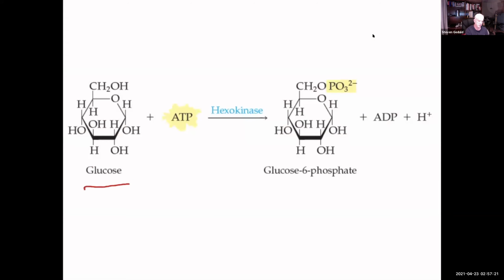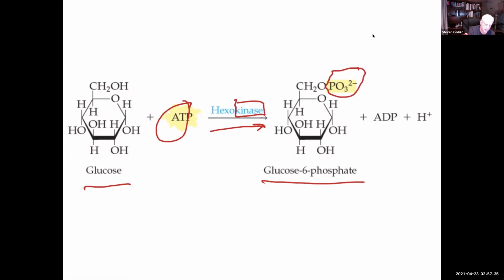Glucose goes to glucose 6-phosphate, and it takes energy. We use ATP, and hexokinase is the enzyme we use to do it. And remember, kinase means you're adding a phosphate group to another molecule. So we take glucose and ATP and we form glucose 6-phosphate. We've added a phosphate, which is a high energy bond group, to a glucose molecule.